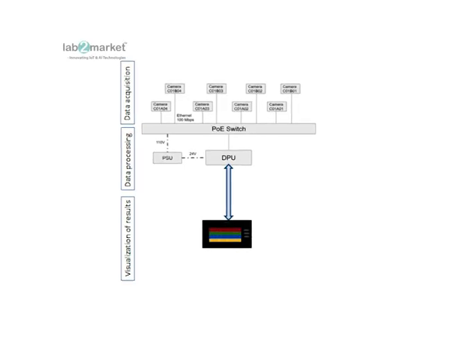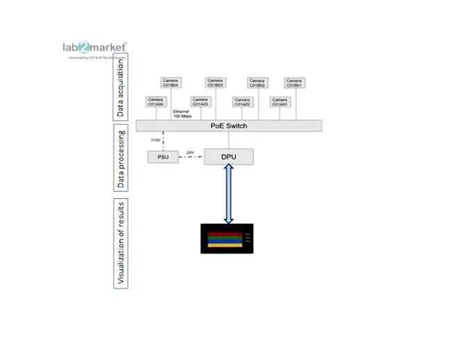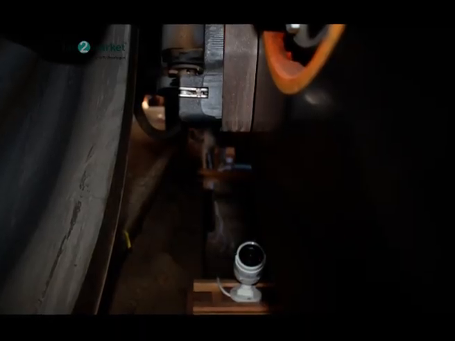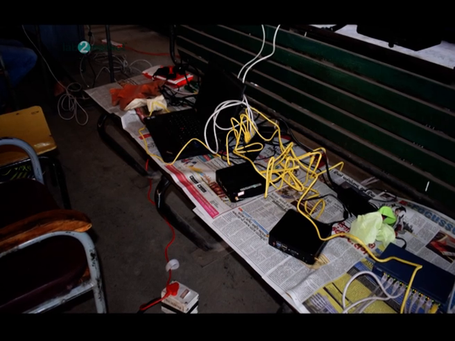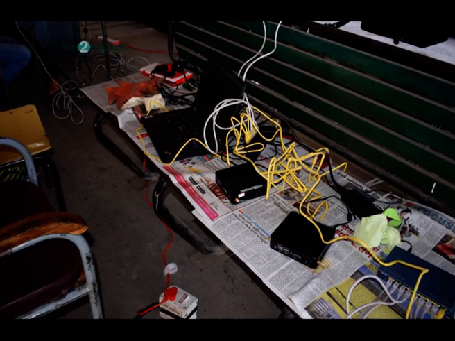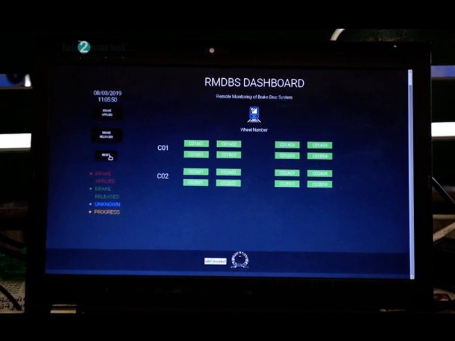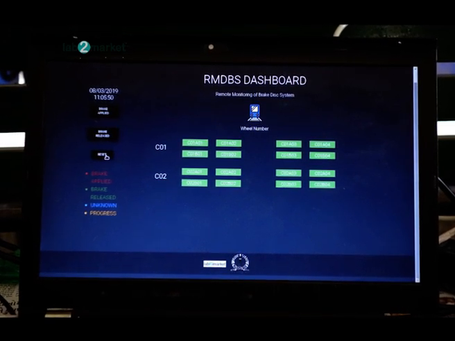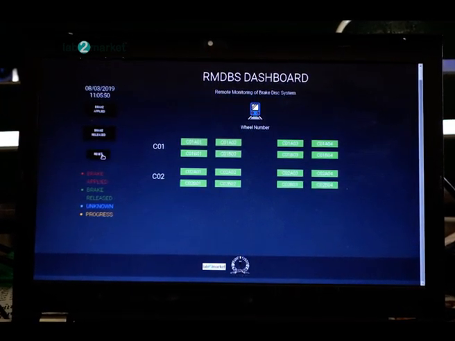The proposed system contains three stages. First, the image acquisition stage, consisting of image sensors, that is IP cameras. Secondly, the image processing stage with a data processing unit. Finally, visualization of results through a graphical user interface.